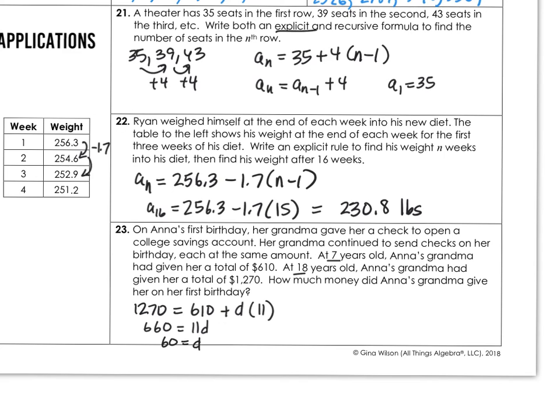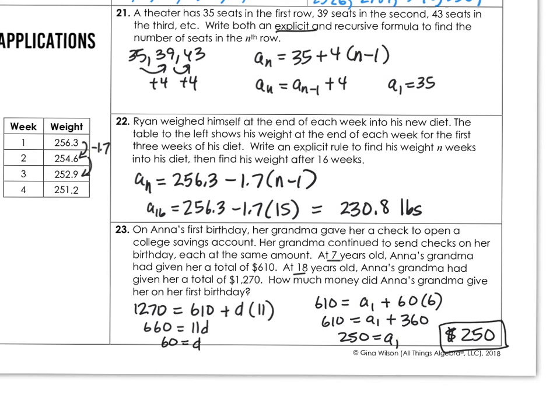I don't know. Let's see. Let's go with the closest one to it. So the seventh one, which is 610, would be equal to the first term plus 60 6 times. So 610 is equal to a sub 1 plus 360. So that means 250. So she gave her 250 initially, and then $60 every year. Alrighty, we're done. Yay.